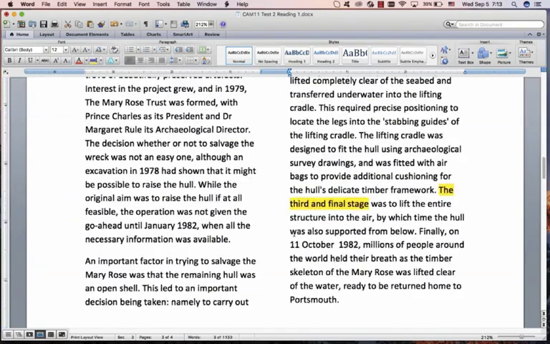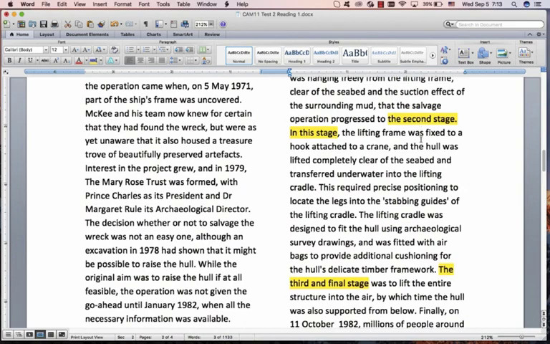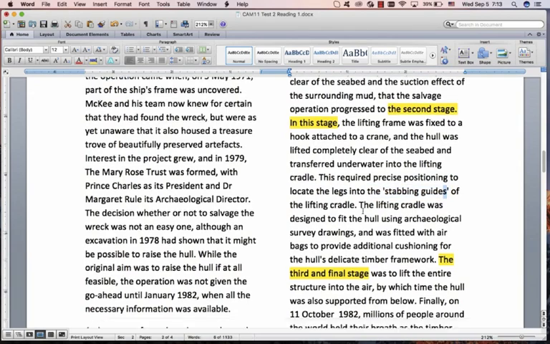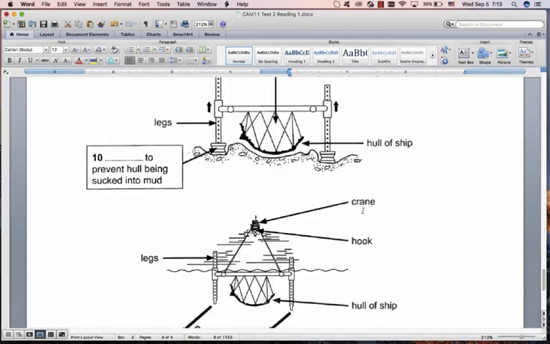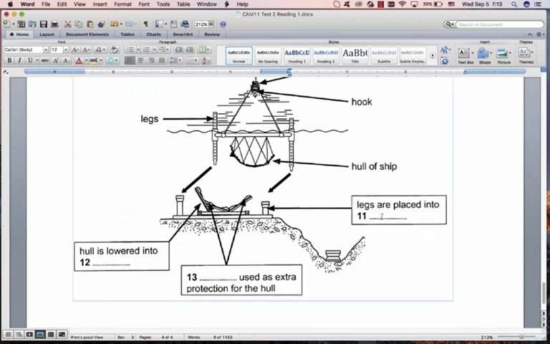The legs are placed into, remember we're in second stage here. There's legs. Positioning, to locate, that's placed the legs into. We have inverted commas again. Stabbing guides, we have our S over there of the lifting cradle. Quite clear. That will be stabbing guides. You can put the inverted commas, you can forget the inverted commas, not important.